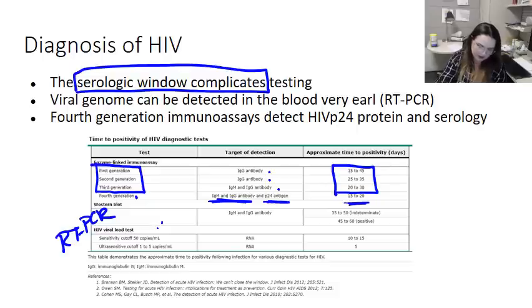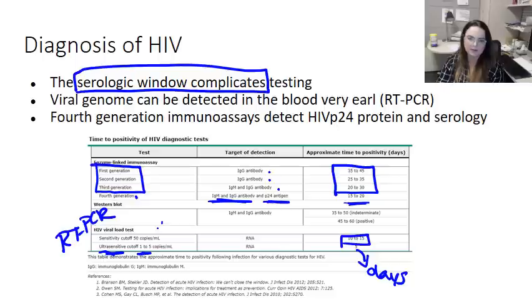The RT-PCR has a pretty good sensitivity. Within 10 to 15 days, you can do RT-PCR for most patients. There is an ultra-sensitive test that has a cutoff of 1 to 5 copies per mil. That can be done as early as 5 days post-infection. It's not commonly done, but it is an option. So for somebody who's very early in infection, RT-PCR is probably your best bet. The most common test used is still this 4th generation antibody antigen combination.